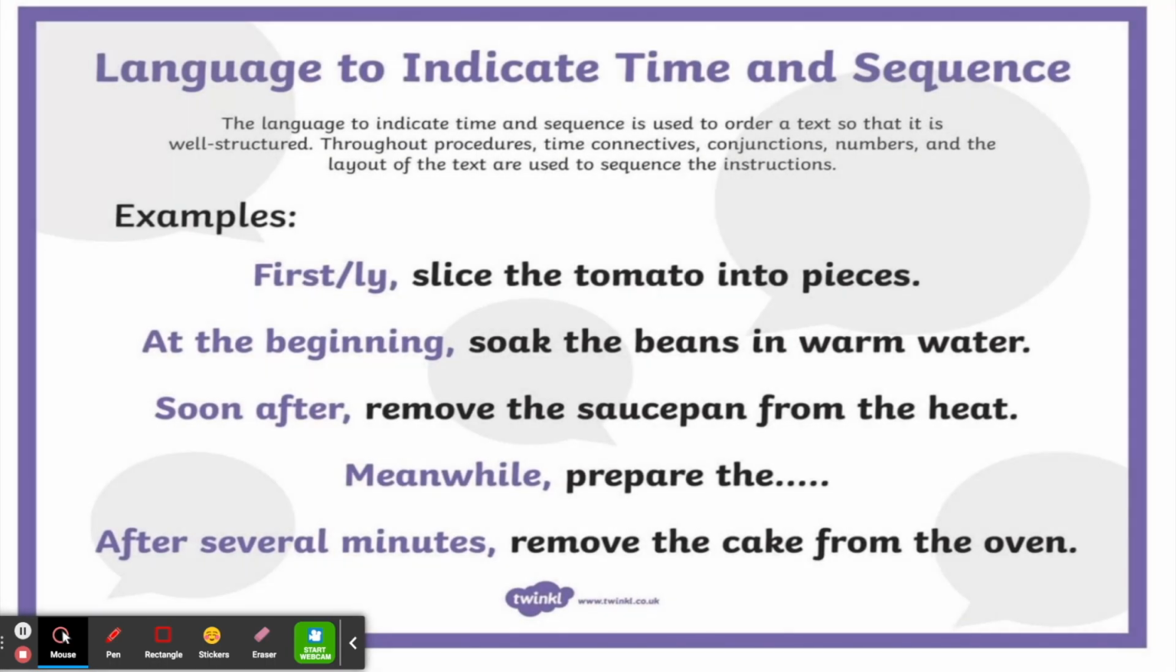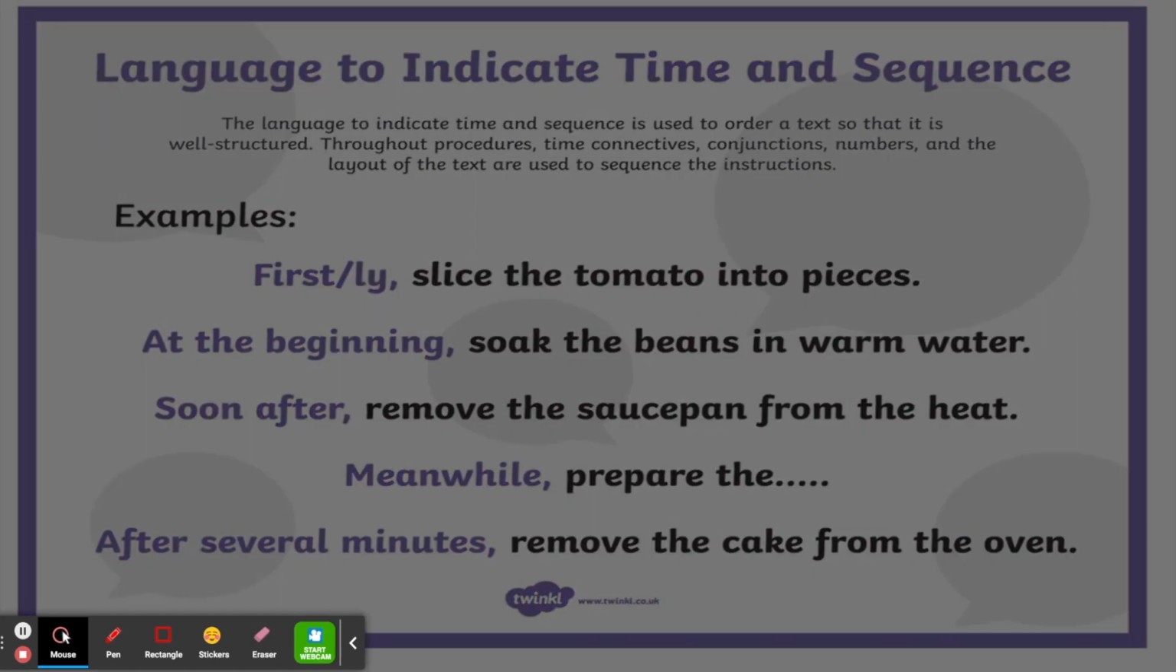Also important that we add language to indicate time and sequence. These are our time connectives, conjunctions, numbers, and the layout of the text that is used to sequence the instructions. So this might include: firstly, slice the tomatoes into pieces. At the beginning, soak the beans in warm water. Soon after, remove the saucepan from the heat.